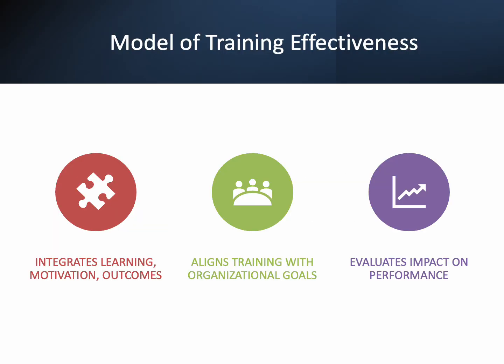The model of training effectiveness integrates learning theories, motivation, and outcomes to ensure training aligns with organizational goals. It considers learner characteristics, training design, and environmental factors to drive performance improvements. For example, a well-designed program with motivated learners and supportive supervisors enhances skill application in the workplace. The model emphasizes aligning training with specific outcomes, like improved productivity or safety, and evaluating its impact through performance metrics. As we explore this, consider how organizations in your field measure training success.